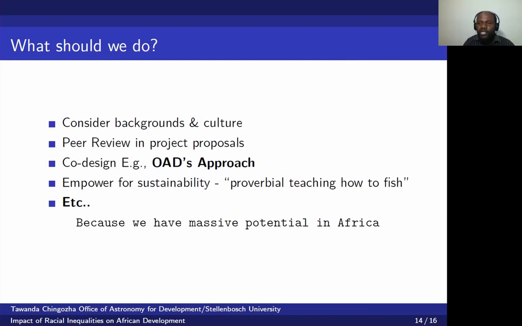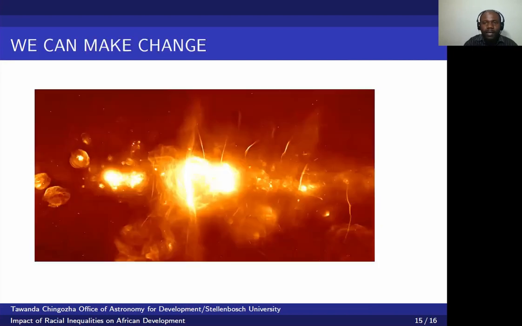Because we have massive potential in Africa. Why do I say that? I'll just leave this picture. I'm not an astronomer. I'm not too sure what this is. I don't know what sort of celestial body it is. Is it a supernova? Is it a black hole? I don't know. But I know that this image was made in Africa, I think at the MeerKAT Observatory here in South Africa. So I think this is something we should be proud of. That shows that, yes, we can make the change here in Africa.